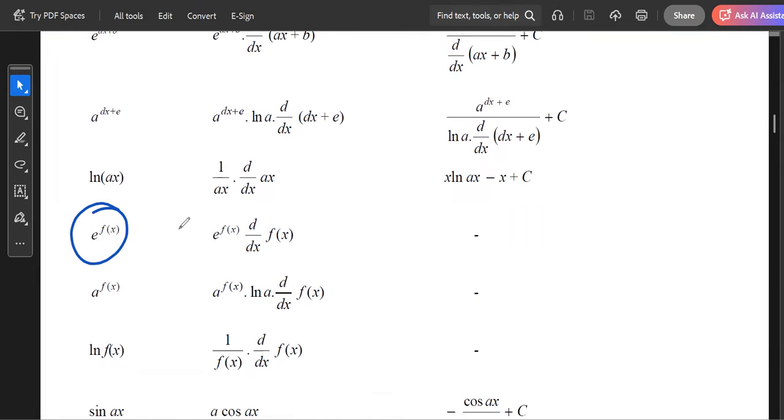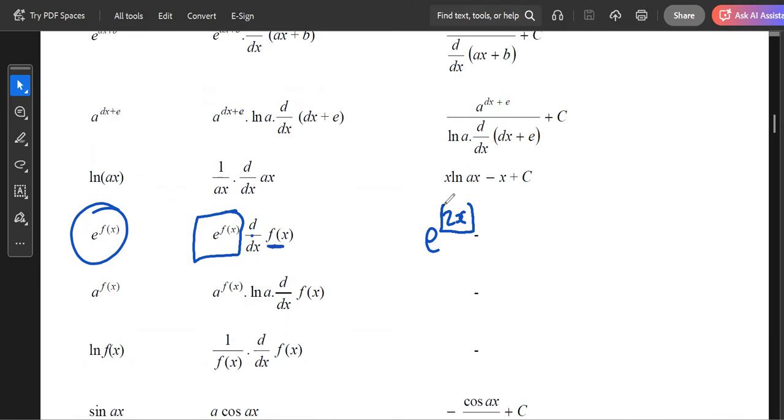e to the exponent of f of x. So its derivative is going to be what? e to the exponent of f of x times the derivative with respect to x of f of x. So in our case, we have this as e to the exponent of 2x.